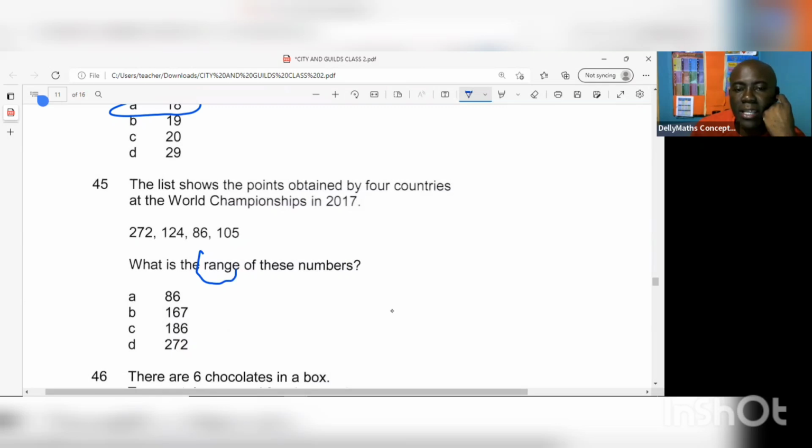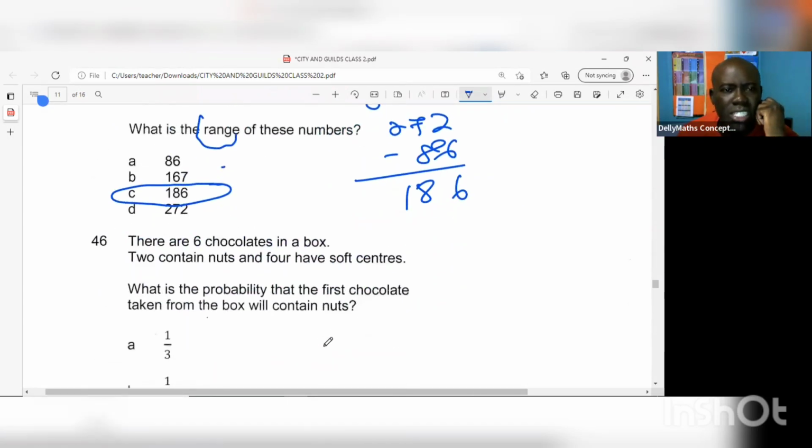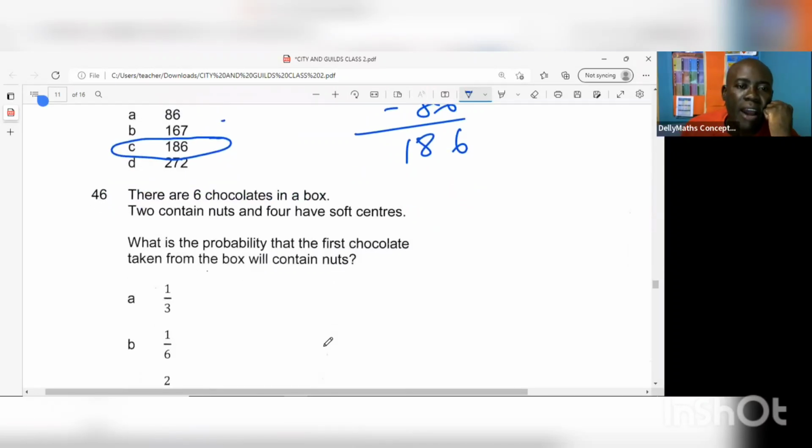The range is the highest minus the lowest. So we are looking for the highest, and we're going to take the lowest from it. That's 272, and you're taking 86 from that, right? So 272, I'm going to take 86 from it. I'm getting 186 here. So that's the range.